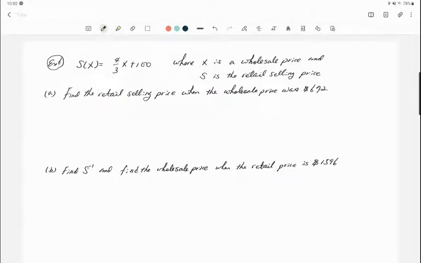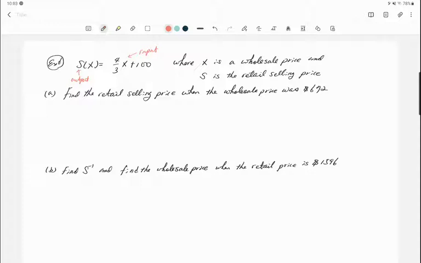Okay, example 6. There is a function given, S of x. S of x is this one. And x is the input, a wholesale price. So once you get the wholesale price, then you put some margins, whatever, and then it becomes the retail selling price. The retail price is S. So make a note that x is the input, and S is the output.